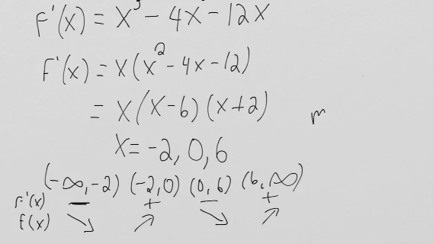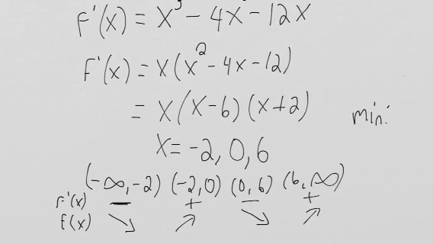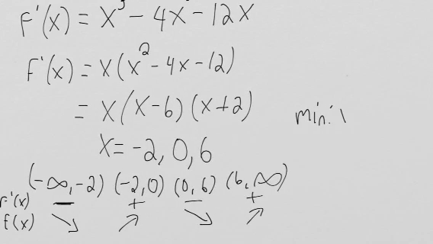So our minimums, we have a couple of them. We have one at x equals 6 and one at x equals negative 2. So we have x equals negative 2 and 6. And then our max happens at x equals 0 because that's where we go from increasing to decreasing. So we say max: x equals 0.